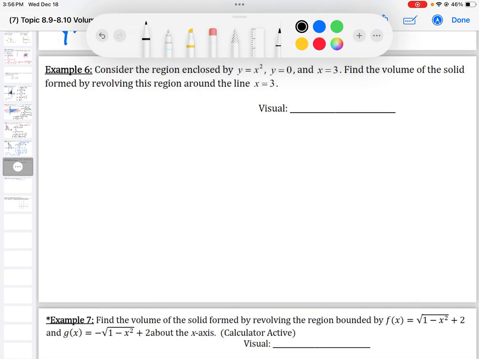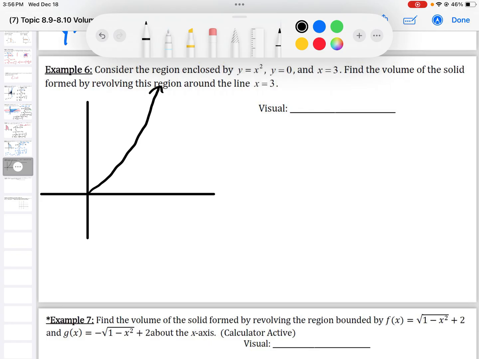All right, in this example, it says consider the region enclosed by y equals x squared, y equals 0, and x equals 3. But this time we're finding the volume of the solid if we revolve this around the line x equals 3, not the x-axis or y-axis. It's a little different. So I'm going to start off by drawing y equals x squared.